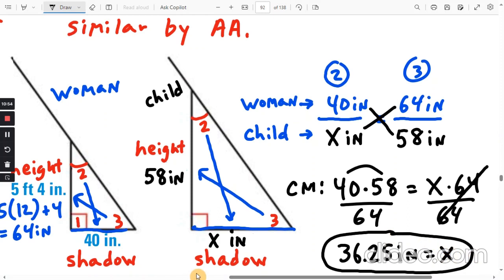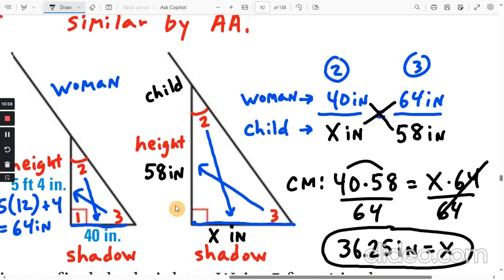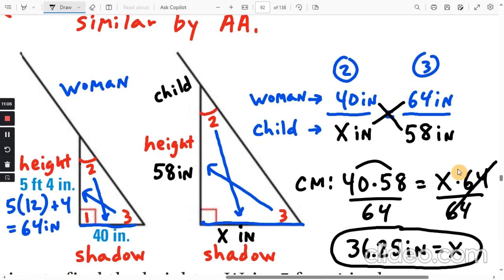All right, again, I realize that you don't necessarily have to do it that complicated. You could just do 58 over X equals 64 over 40. But I labeled everything because some of the triangles are going to be different and you may need to label them.